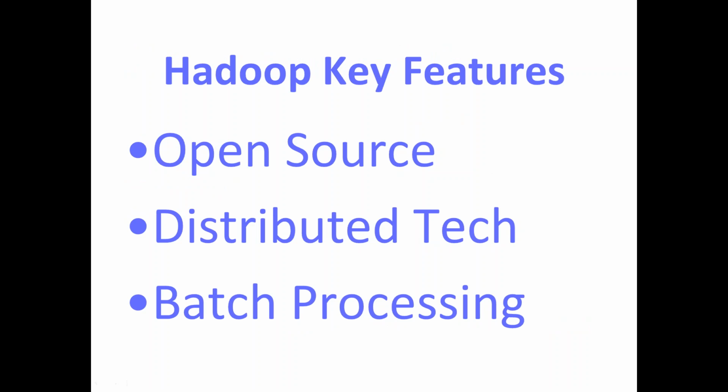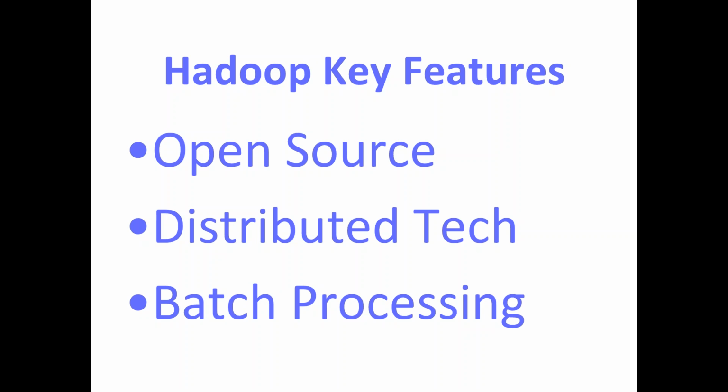The main Hadoop key features: it's open source. That's the main reason why it's more popular than any of the other big data tools. Hadoop is open source and it's a distributed technology. We have seen how the distributed environment differs from vertical scaling. It's horizontal scaling, where I can handle any number of nodes, and it's batch processing.